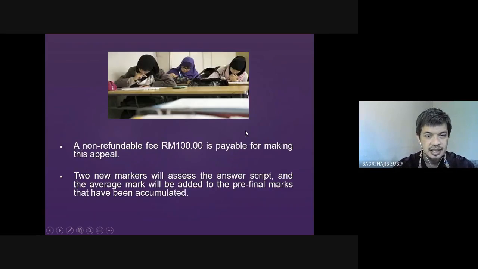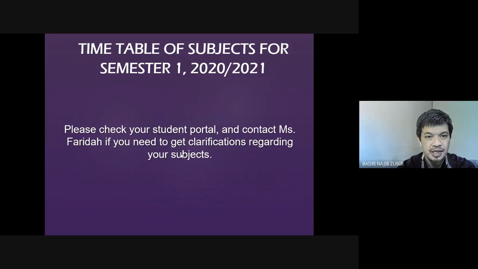All right. For this, there will be a fee of 100 ringgit. Again, I have mentioned the timetable. You need to check from your portal, and also you need to contact Sister Farida to get clarification with regard to your subjects.